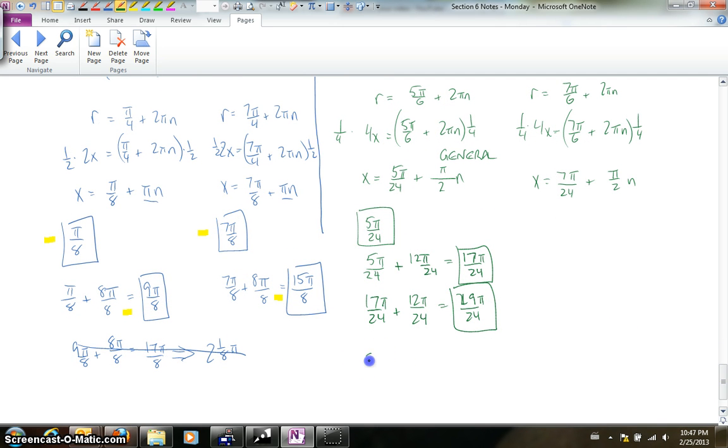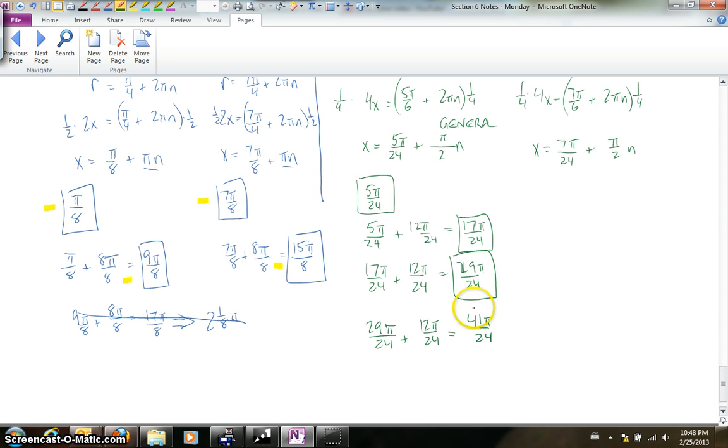And let's see, I'll do 29 pi over 24 plus another 12 pi over 24. And again, that 12 pi over 24 is coming from the pi over 2. We're supposed to keep adding pi over 2's until we get an angle that's past 2 pi. So this one is 41 pi over 24. I would hope you recognize that we're going until we get to 48 pi over 24, because 48 pi over 24 would equal 2 pi. And so we're looking for angles that are less than that. Hopefully it's clear that if I added another 12 pi over 24, I'd end up at 53 pi 24ths, and that would be too much.